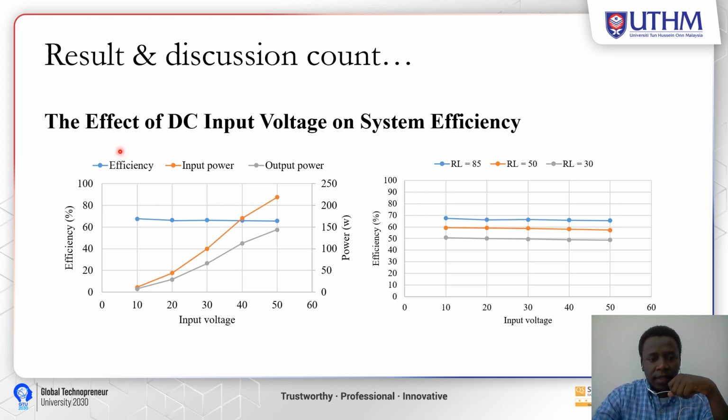Here we also test the effect of DC input voltage on the system. This one is the input voltage versus the efficiency. We can see the efficiency is almost constant, so there is no change. It doesn't matter if the voltage is 10 or 50, the efficiency is going to be almost the same. We did the same thing with the input voltage at different resistive values, and the efficiency is almost constant. As for the resistor value, as we mentioned earlier, when RL is around 85 the efficiency is higher, and when RL is around 30 the efficiency is lower.